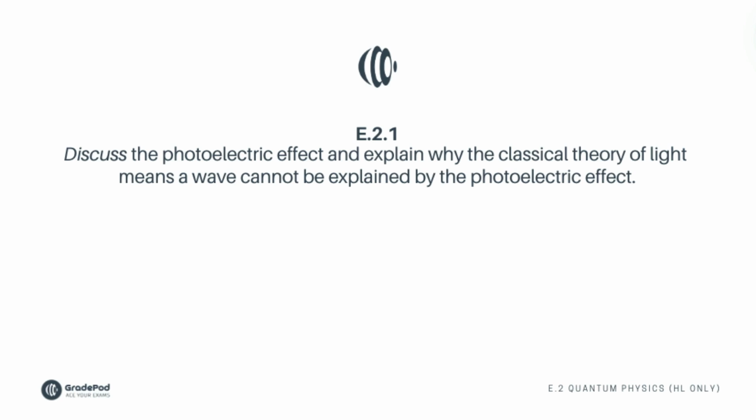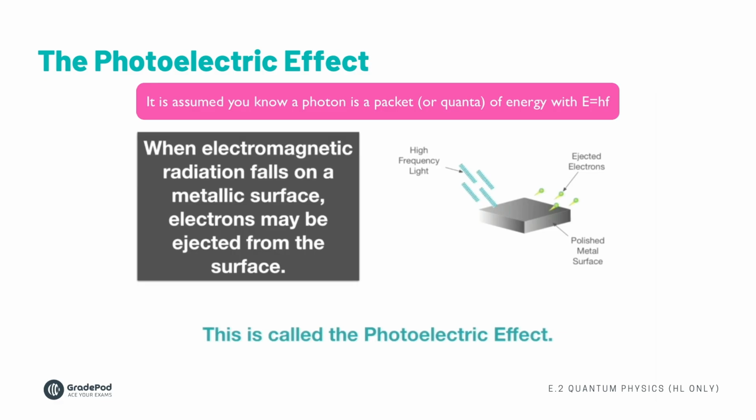The photoelectric effect. Let's start off with what the heck is it? When electromagnetic radiation falls on a metal surface, so we've got electromagnetic radiation here, and I've tried to show them as photons. They are falling on, or they're incident on, a metal surface. Electrons may be ejected from the surface.